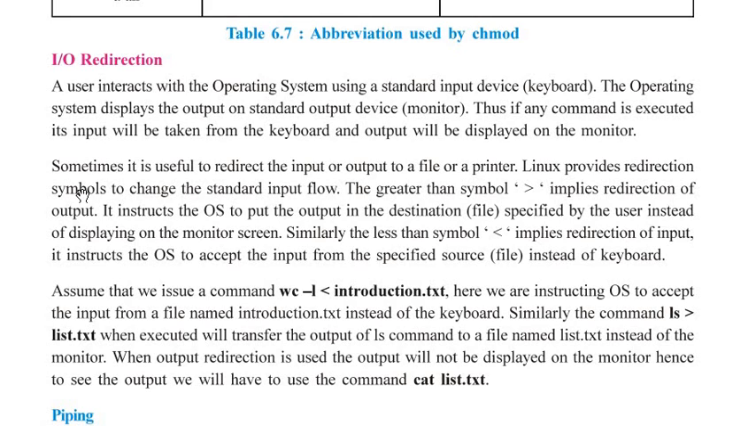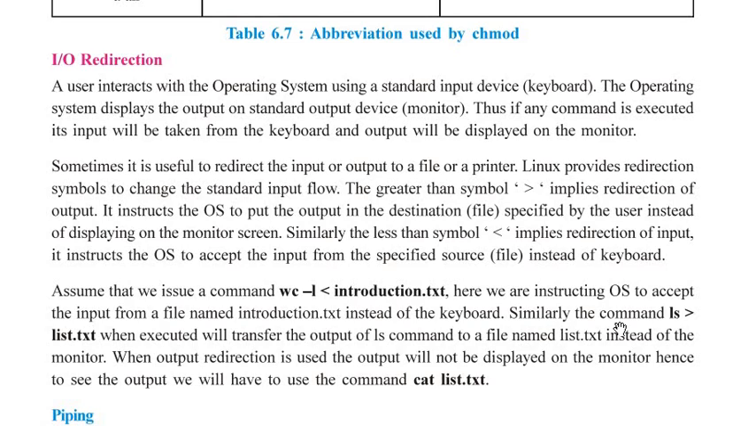Now assume that we issue a command wc, that is word count, -l, smaller than introduction.txt. Then what will happen? Here we are instructing the operating system to accept the input from a file named introduction instead of from the keyboard. After wc -l, we have not typed anything here, we are not giving an input from the keyboard, but it has to take the input from the file.